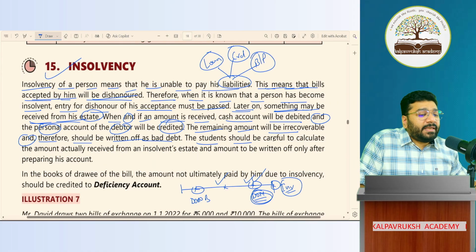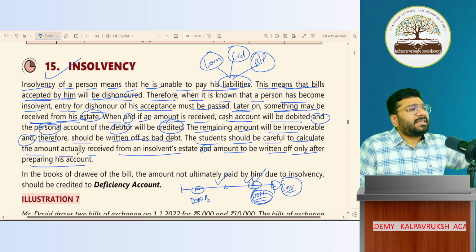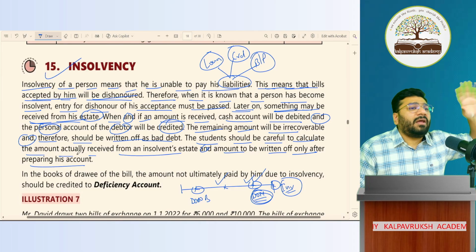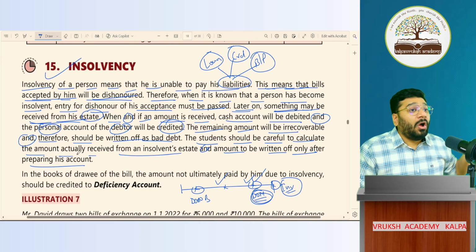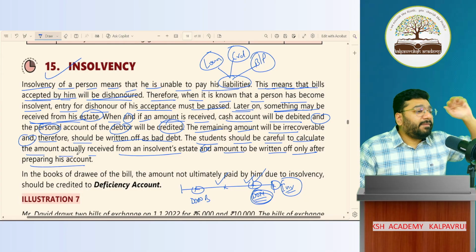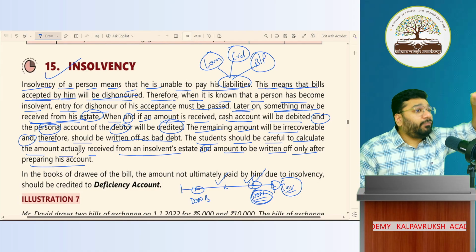The student should be careful to calculate the amount actually received from an insolvent estate and the amount to be written off only after preparing his accounts. They're just telling you, you have to be very careful in calculating the amount. In our case, he will give the amount, so no problem. Sometimes what they will do, they will not give you the amount. They'll give you some mathematical formula on the basis of which you have to calculate.